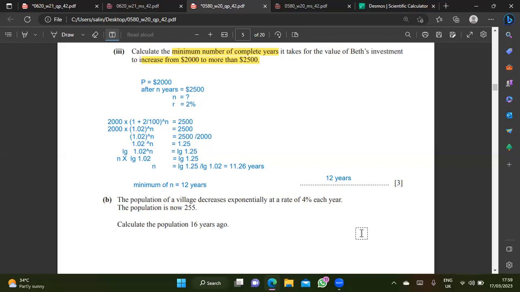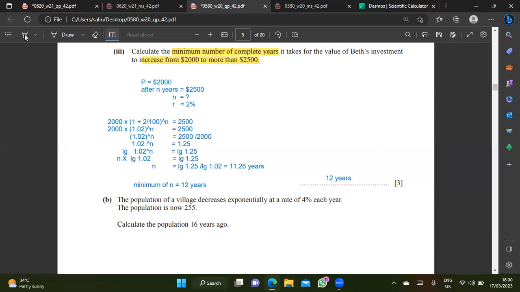Right. Next question, part B. This is actually talking about population increase, population decrease, and you can see the relationship with the formula of compound interest. So in other words, it's a bit similar. There is a bit of adjustment to the formula that we used just now.